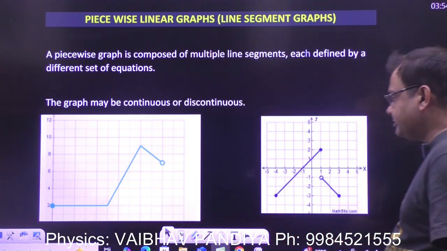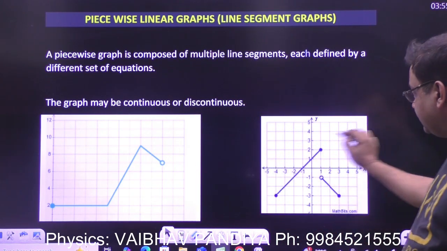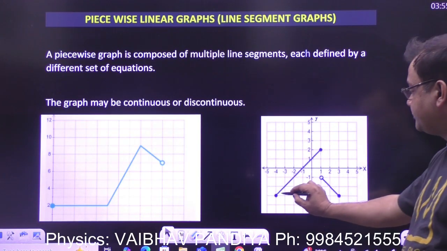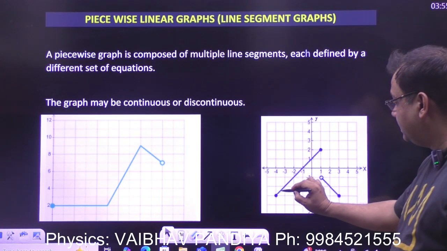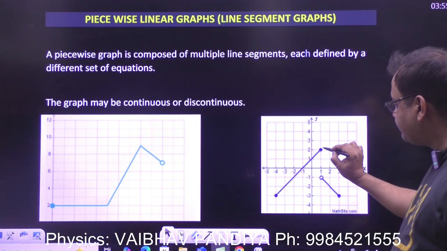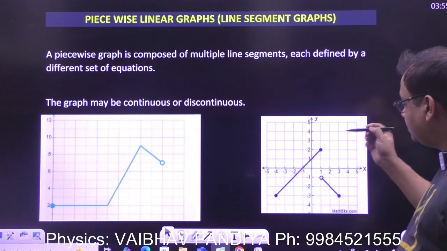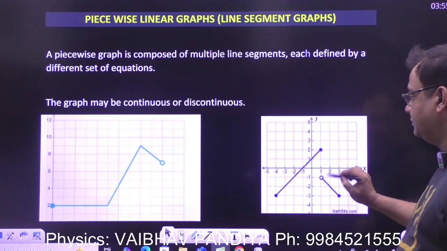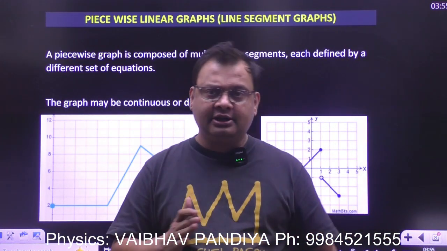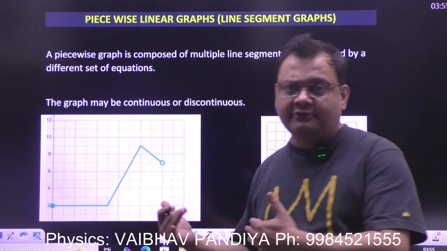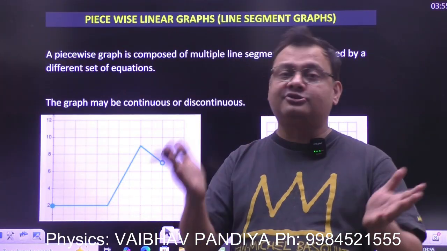Or the graph may be discontinuous. If you see this kind of piecewise graph, we have two line segments and there is a discontinuity. If you are traveling with the tip of the pen, you have to pick up the pen at this point to again keep it on the next graph. So the piecewise graph can be continuous or discontinuous. Number two, what is a piecewise graph? It has different segments of a straight line.